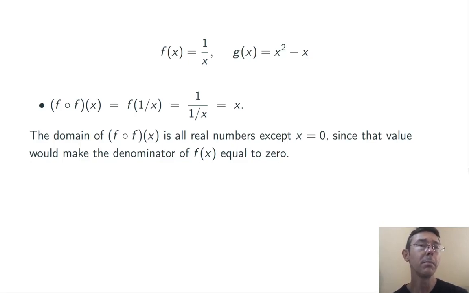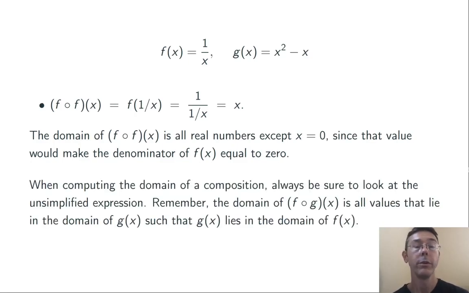In order to be able to plug into f composed with f of x, I have to be able to plug into f, and then plug that result into f again. Long story short, when you're computing the domain of a composition, you always have to look at the unsimplified expressions, not the fully simplified expression. If I had looked at f composed with f of x equals x, I would have missed the fact that x equals 0 is not in the domain of this composition.